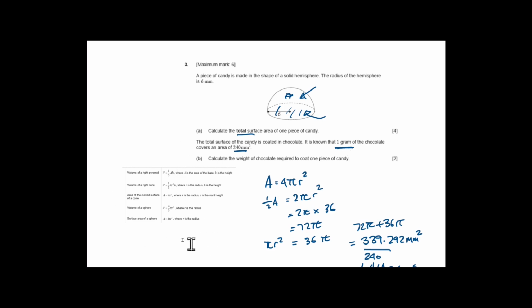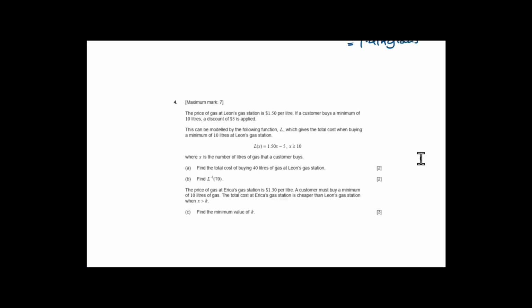So it's a matter of knowing where to look on the formula, putting the numbers in, getting an answer, moving on. All right, next question. Question 4. We're really cooking. The price of gas at Leon's gas stations, this must be American, is $1.50 per litre. If a customer buys a minimum of 10 litres, a discount of $5 is applied.